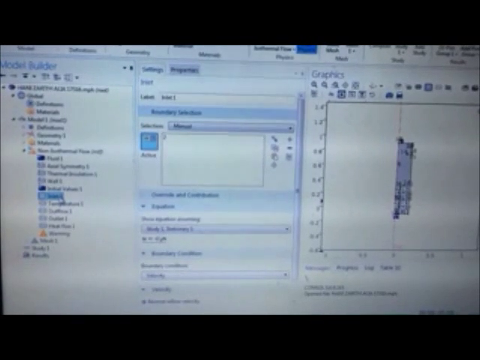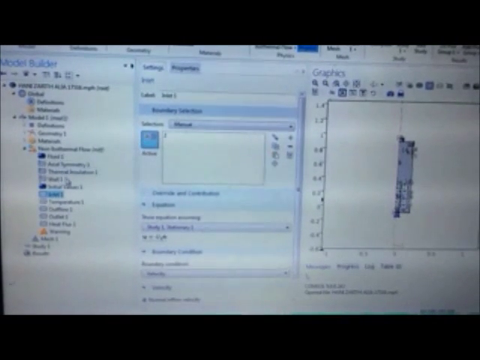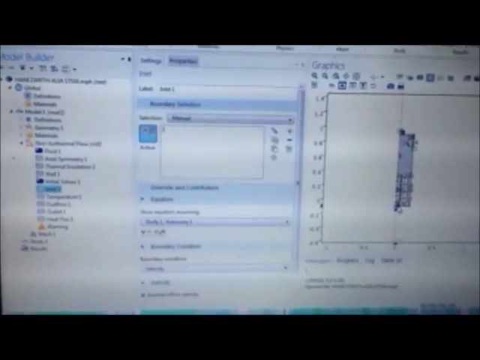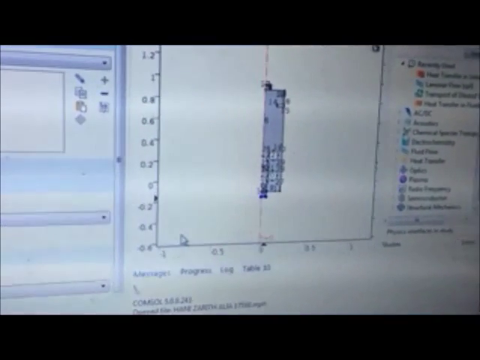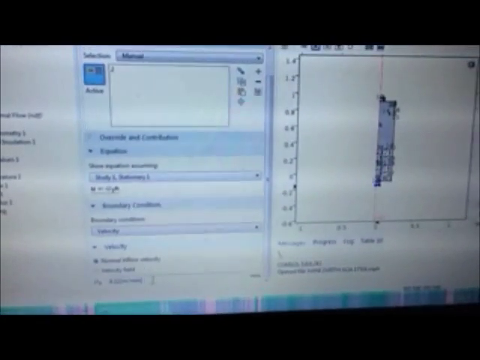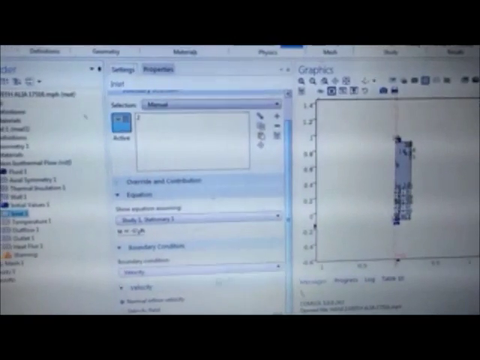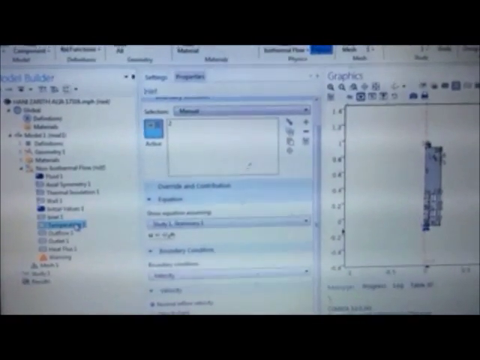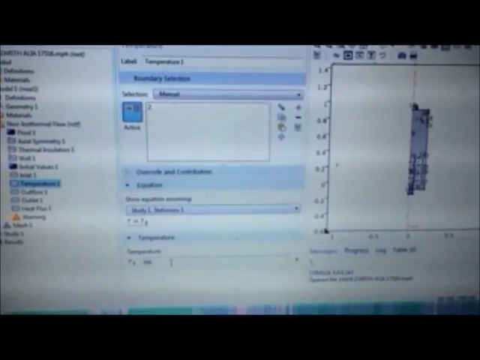After adding the material, we do the non-isothermal flow. First we start with the inlet. This is the inlet, and we set the velocity of 0.11. It is given in the question. After setting the velocity, we set the temperature for the inlet, which is 298 Kelvin.